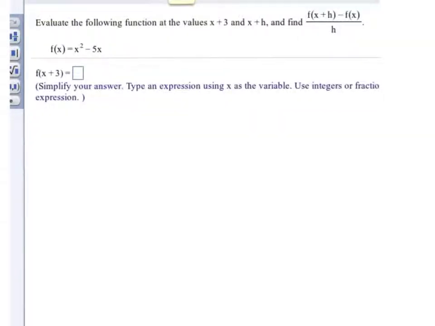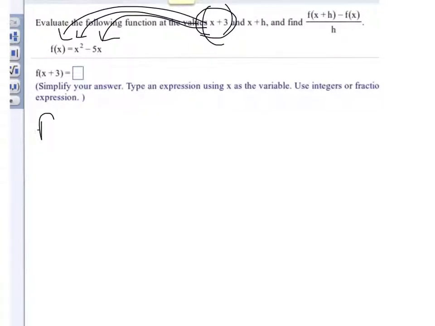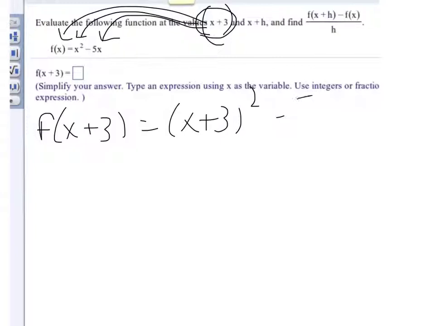Alright, this problem is going to have three parts. In the first part, they just have asked us to evaluate the function at x plus 3. That means everywhere there's an x in the original function, we're going to replace it with x plus 3. And we'll go ahead and put parentheses around x plus 3 when we plug it in. So f of x plus 3 equals (x plus 3) squared minus 5(x plus 3). So everywhere there was an x, there is now an x plus 3.